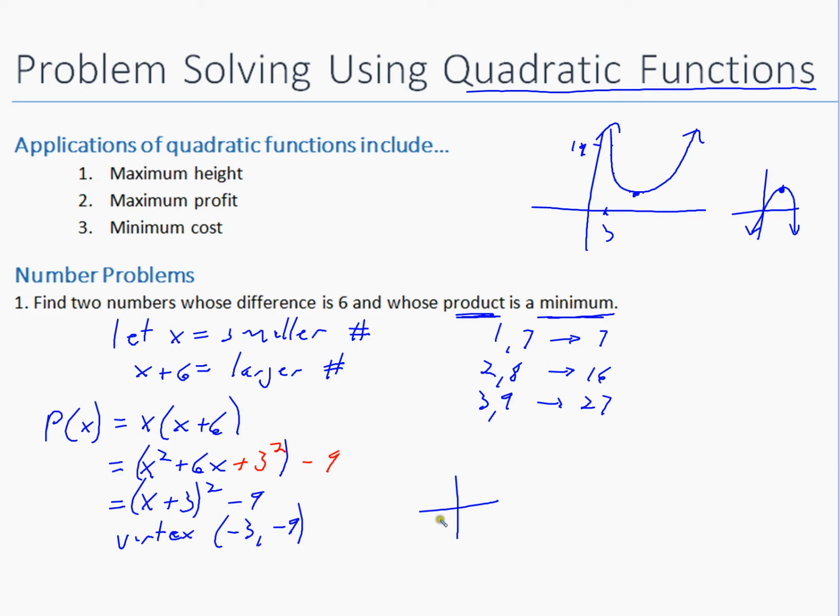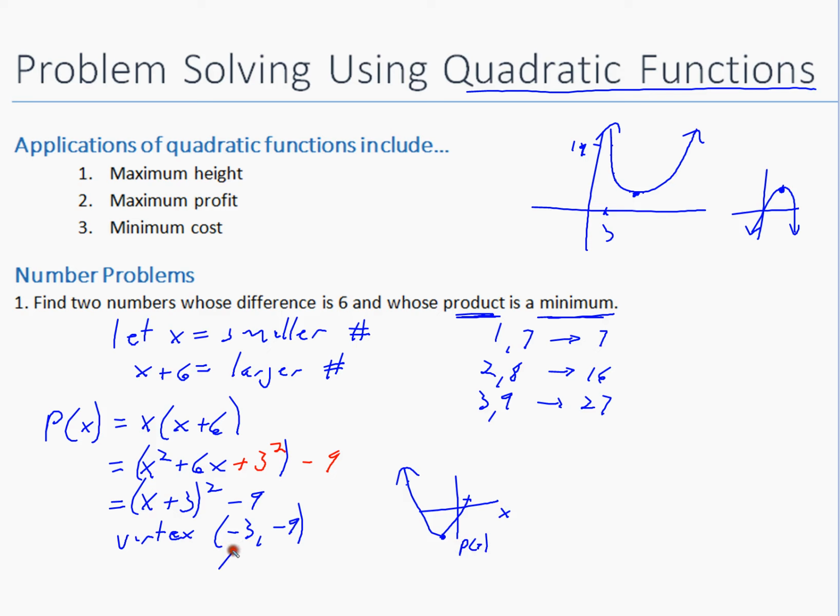So -3, -9 is going to be somewhere around here. And that is our lowest product. All these points along here, if we pick this point and multiplied whatever number this is times the number 6 more than it, it would give us a product. But this is going to give us our minimum product. And now this is our x-axis, and this is our p of x-axis. So this part right here really gives us more information than what this is actually asking for.